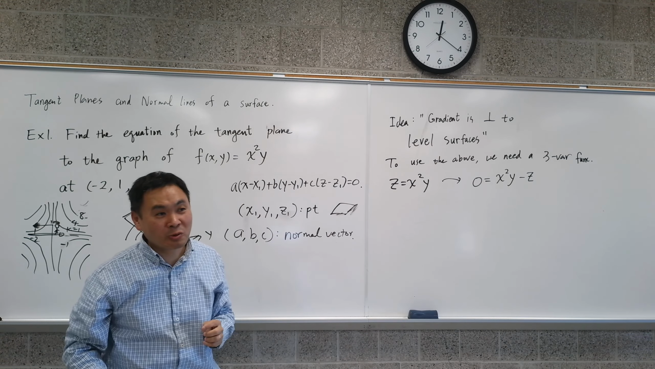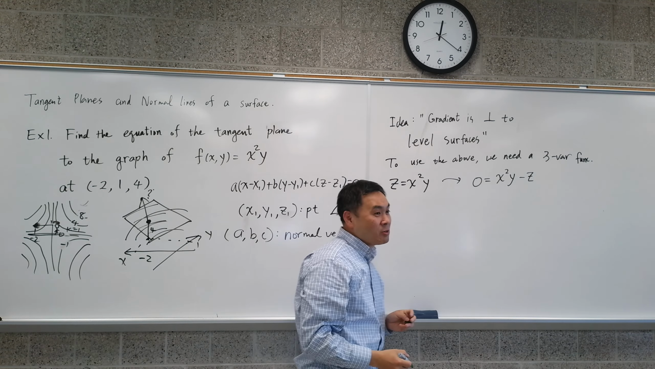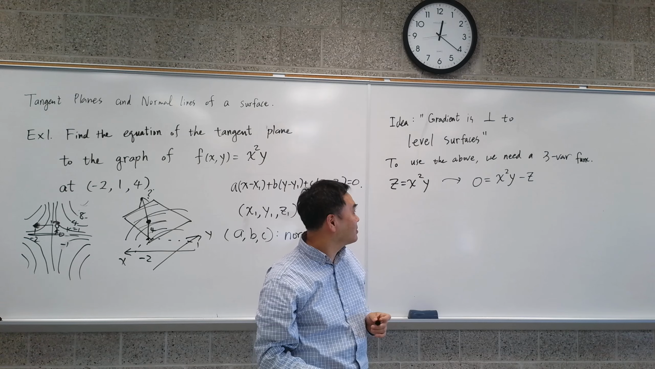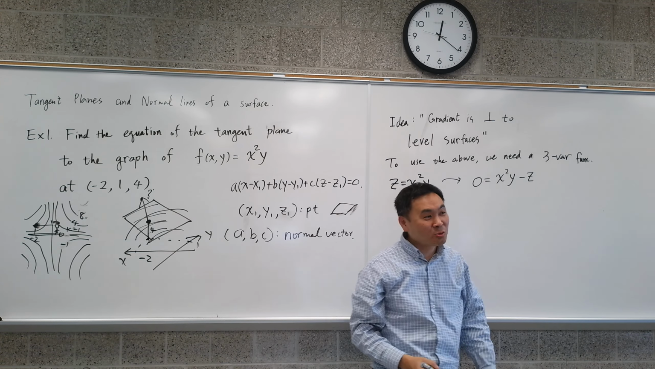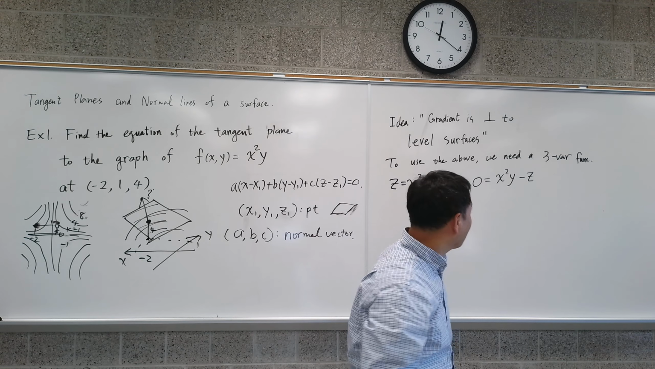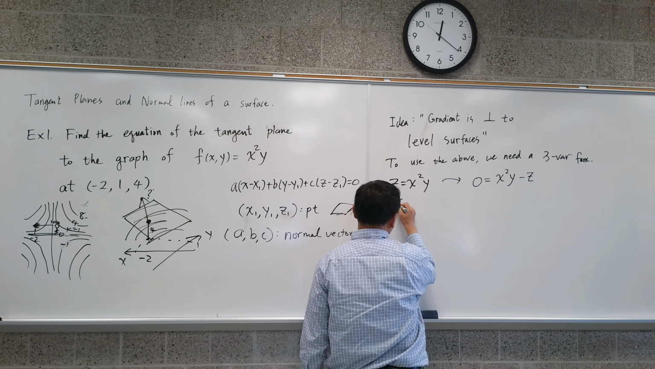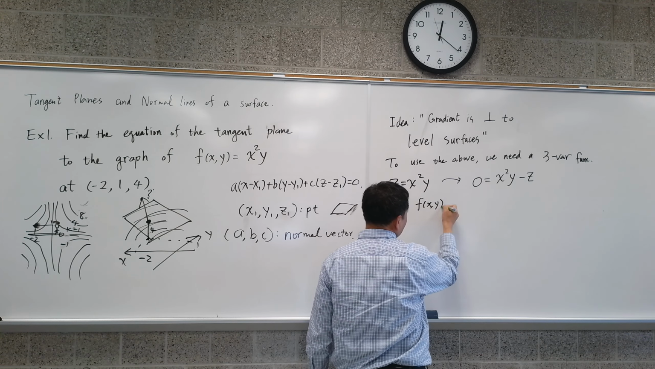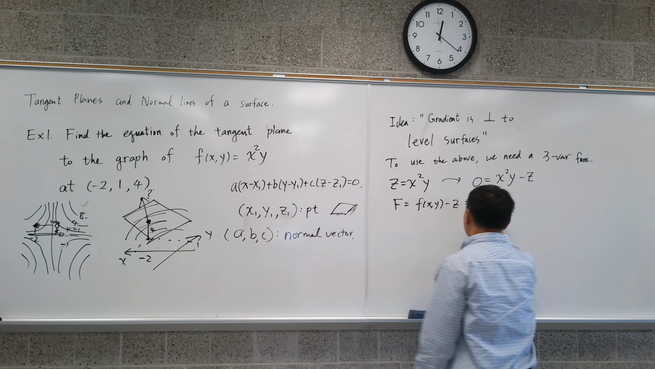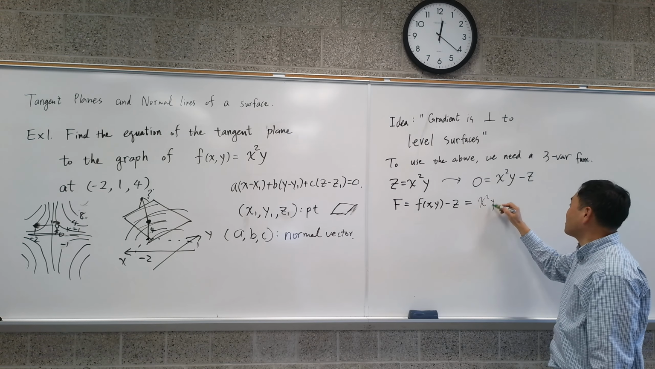Do you see where I'm going with this? What's my new 3-variable function? x squared y minus z. That's going to be a 3-variable function, right? So if you say capital F is f(x, y) minus z, which is, in our case, x squared y minus z, right?